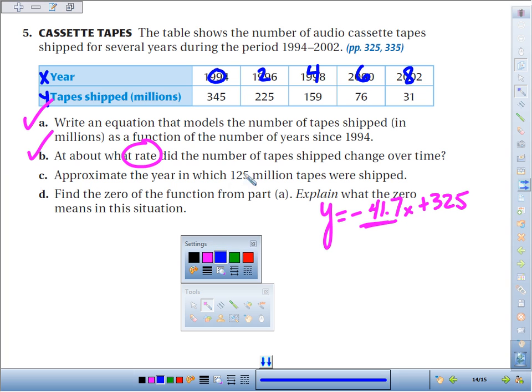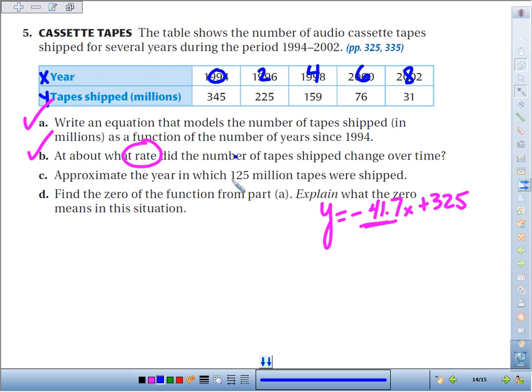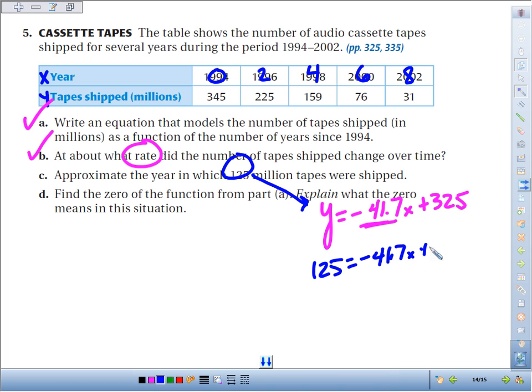Approximate the year in which 125 million tapes were shipped. So the key is knowing where do we plug 125. Number X was years since 1994. Y is number of tapes. We needed to put 125 in for Y. 125 equals negative 41.7x plus 325.